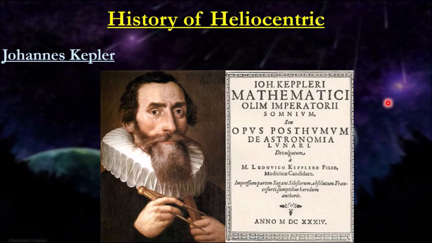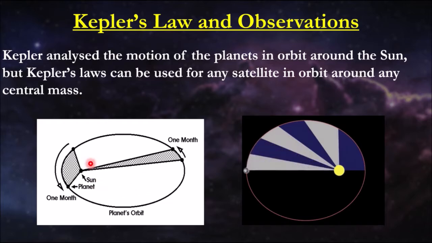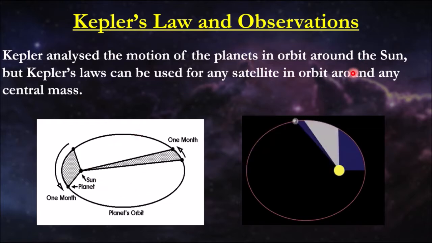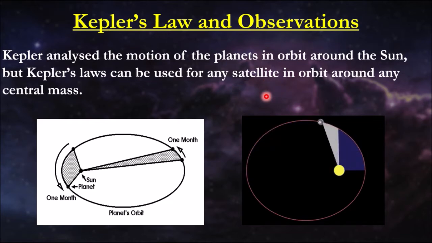He was a believer of the heliocentric model, where the sun was at the center of the universe and everything orbits around it. And he came up with 3 particular laws to explain the kind of motions we see. Now, whilst he created these laws for planets orbiting around the sun, you can apply them to any type of satellite orbiting around any large mass object in space.